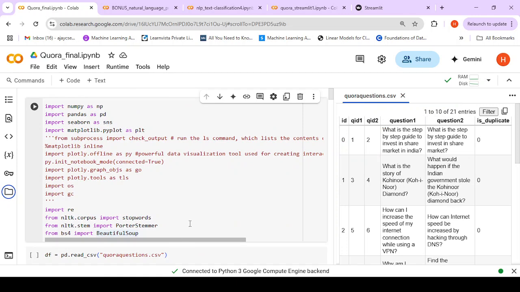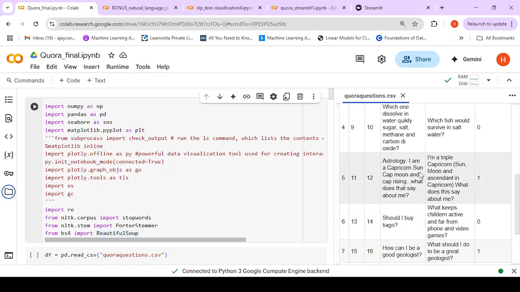Text classification can be applied on a variety of topics to understand sentiment analysis, to understand reviews, and one other application of it is to check if two questions are similar or not. So here is the Quora dataset, and here we have "What is the step-by-step guide to invest in share market?" So it shows, if it is a duplicate, a 0 here.